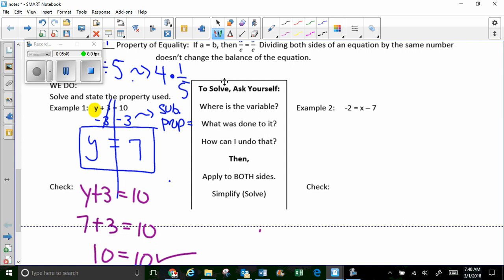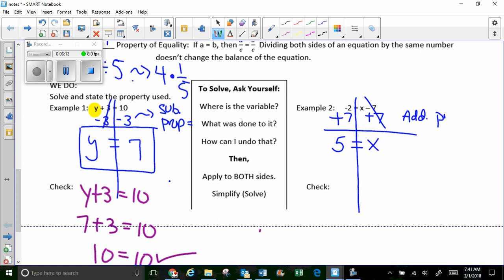So let's look at example 2. I'm going to want to isolate x. So right now I'm subtracting 7 from x. So the opposite would be to add 7. And whatever I do to one side, I have to do to the other. So the negative 7 plus 7 cancels out, leaving me with just x on the right. And negative 2 plus 7 is going to give me positive 5. The property that allowed me to add the same thing on both sides would be addition property of equality.